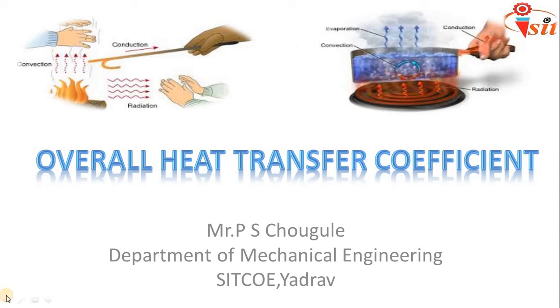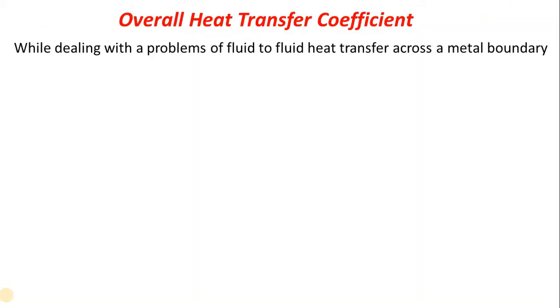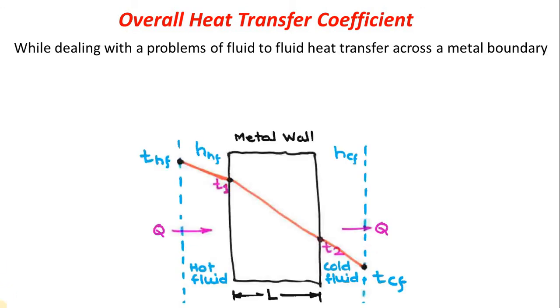Today's topic is overall heat transfer coefficient. When we are dealing with the problem of fluid to fluid heat transfer across a metal body, here is the hot body and this one is the cold body. Definitely heat will flow from the hot body to the cold body. Suppose a pipe carrying hot fluid will transfer heat to the surroundings through this metal wall.